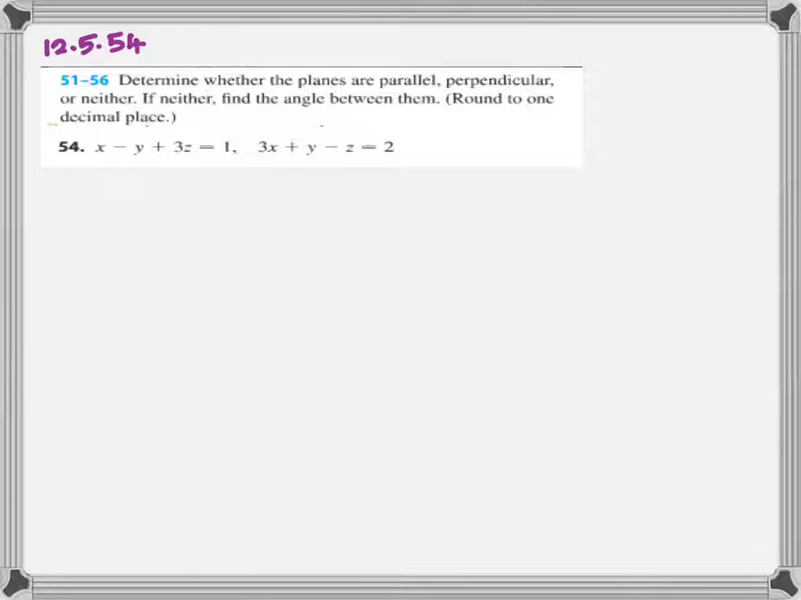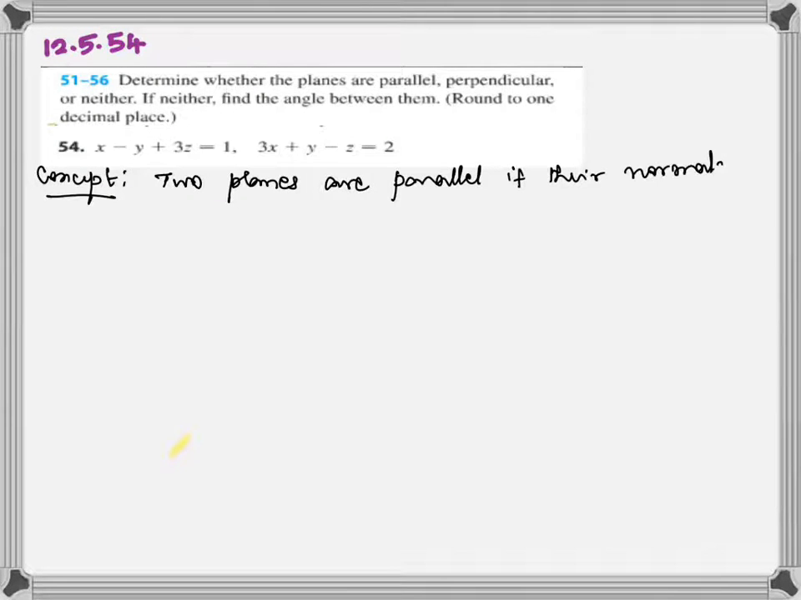Now, we are going to determine whether they are parallel, perpendicular, or neither. The concept behind this is the two planes are parallel if their normals are parallel. They are perpendicular if their normals are perpendicular. If they are neither parallel nor perpendicular, they come under neither category, which means they make an angle between the two planes. So let's consider the concept first. Two planes are parallel if their normals are parallel.